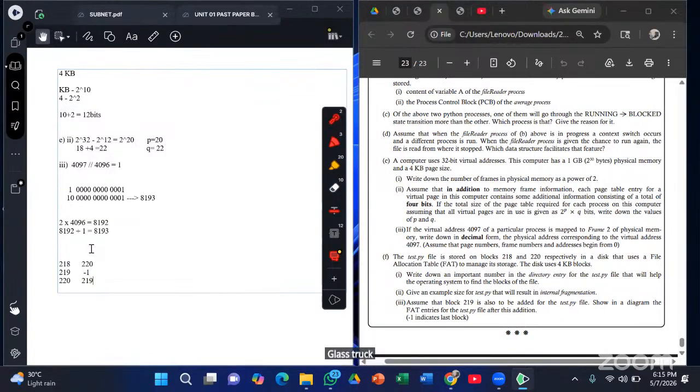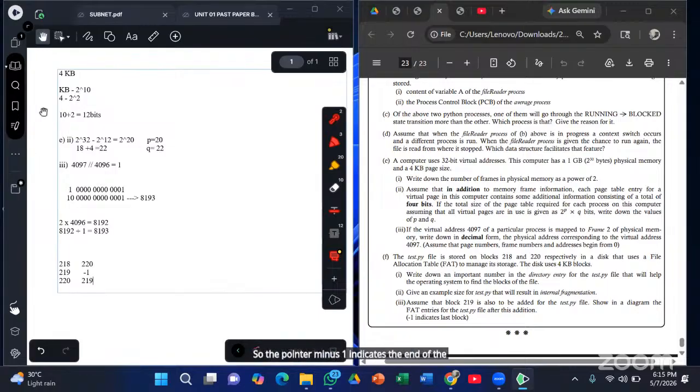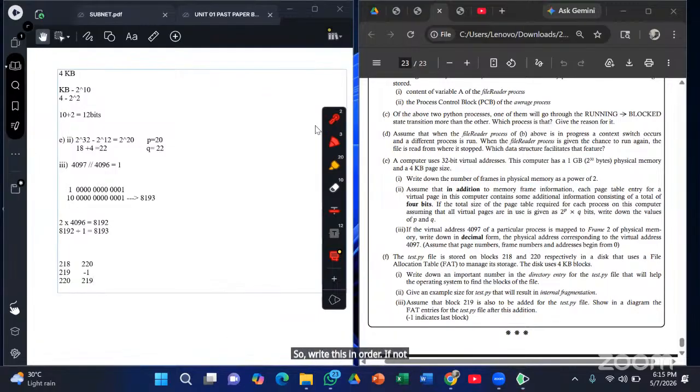Clear now? So the pointer -1 indicates the end of the chain. So write this in order. If not, they would not mark it correct. Everyone clear? Okay.